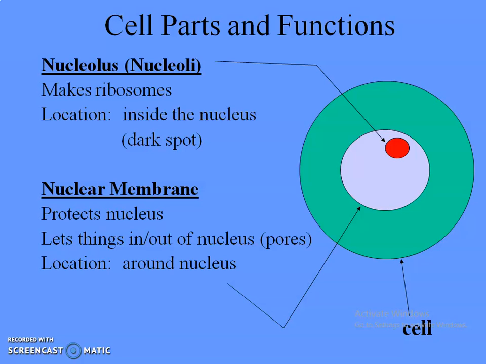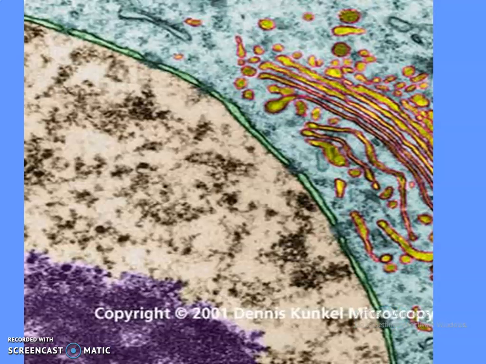Then the nuclear membrane. The function of the nuclear membrane is to protect the nucleus and let things in and out of the nucleus through pores. It is present around the nucleus. This is the photograph.